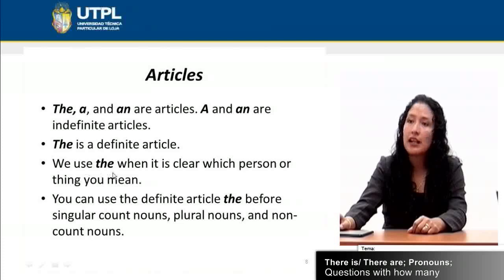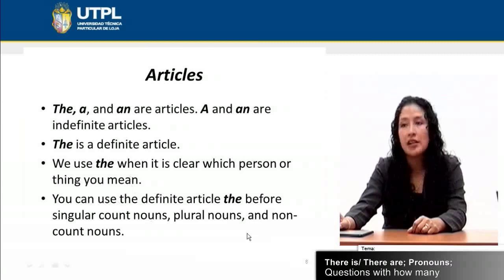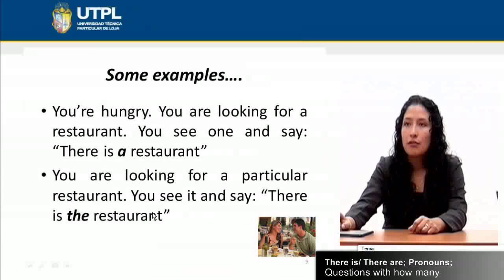The is a definite article. We use the when it is clear which person or thing you mean, or you can use the definite article the before singular countable nouns or any other nouns. For example, you are hungry, you are looking for a restaurant, you see one and say, there's a restaurant. This is something that you have to be careful with.